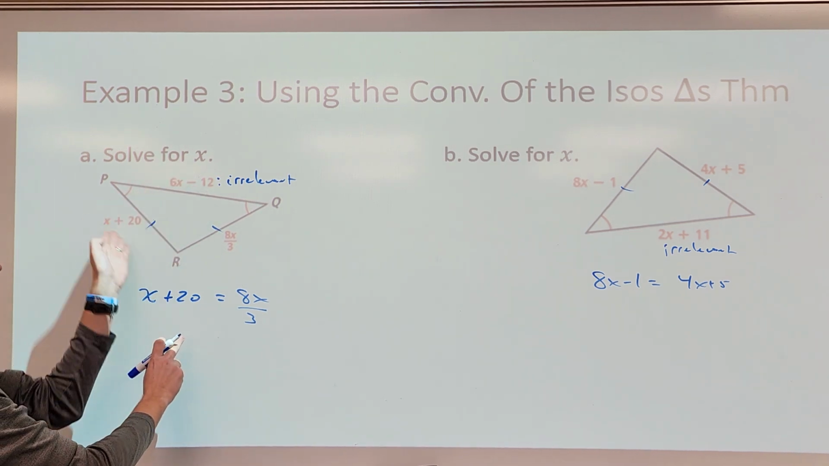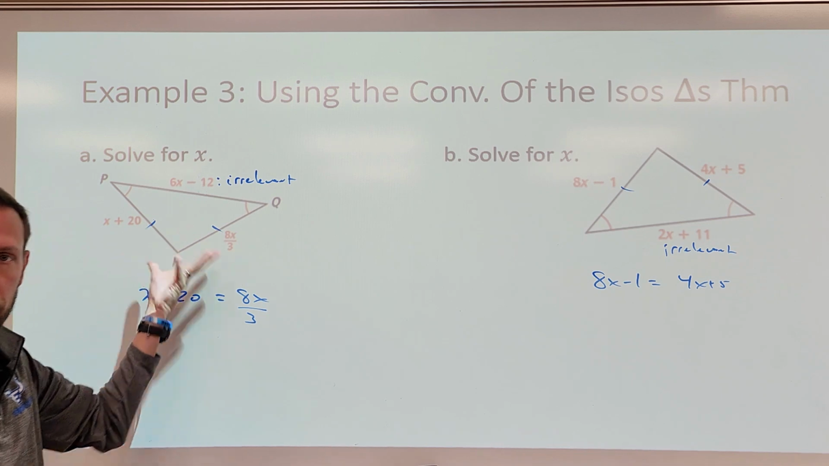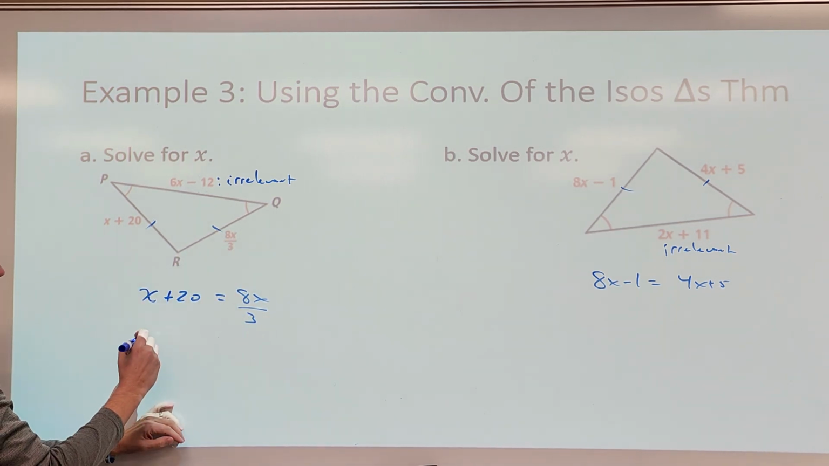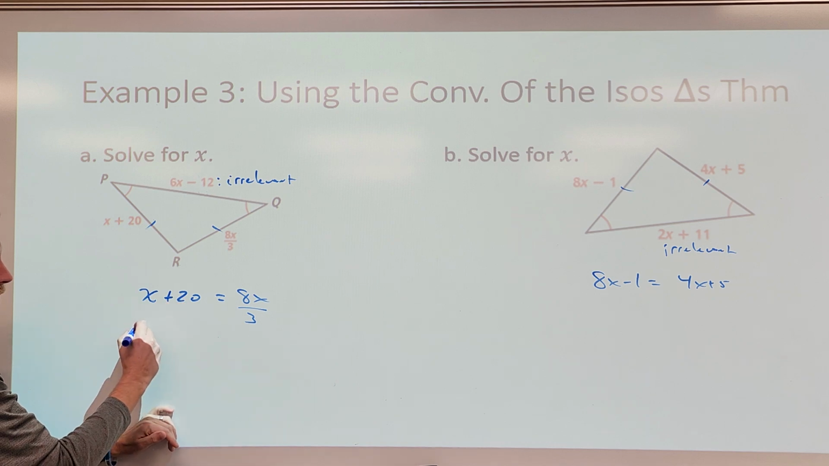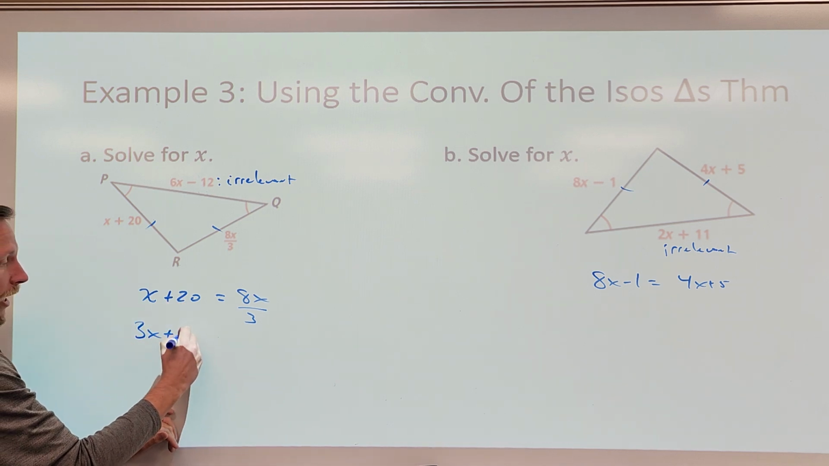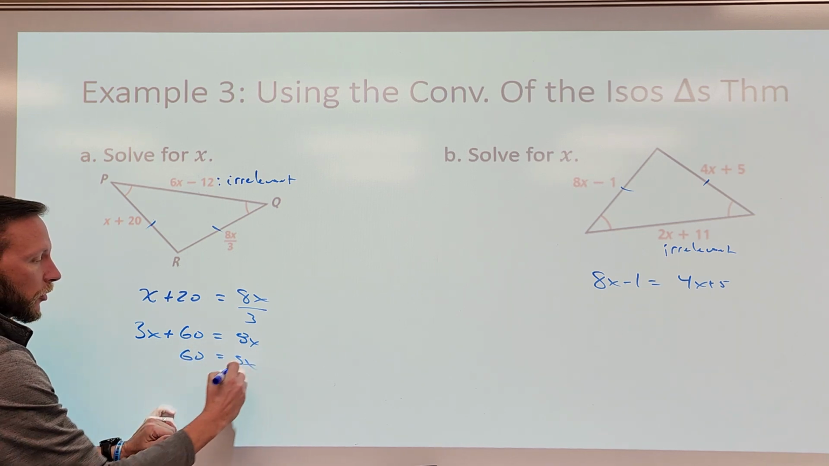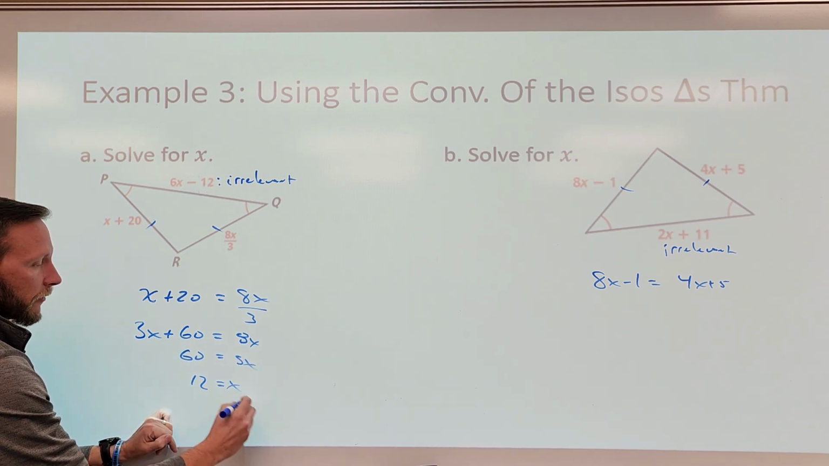I can't create an equation with all three of these sides unless I know what the perimeter is. So here I can create this equation and I can solve. I can multiply both sides by 3, which is usually the way that we would do that. That gives me 3x plus 60 is equal to 8x. I can subtract 3x from both sides. I can divide by 5 on both sides.